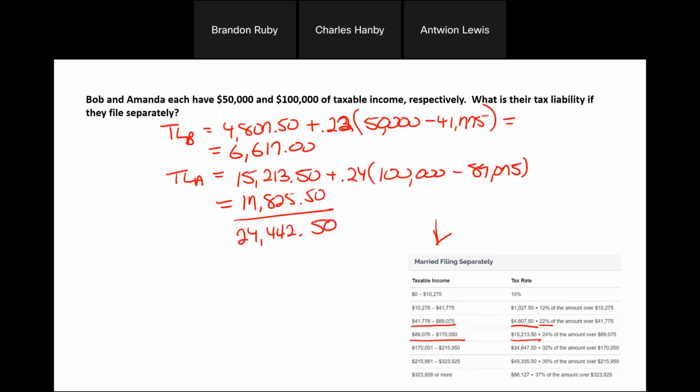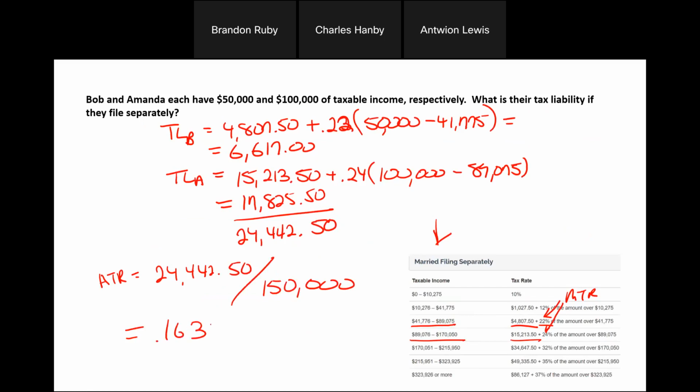So we've got two marginal tax rates: 22% for Bob, and 24% for Amanda. The average tax rate is going to be the 24,442.50 divided by 150,000. That's 0.1630, or 16.30%. So slightly more than the 16.16 that they got filing jointly.